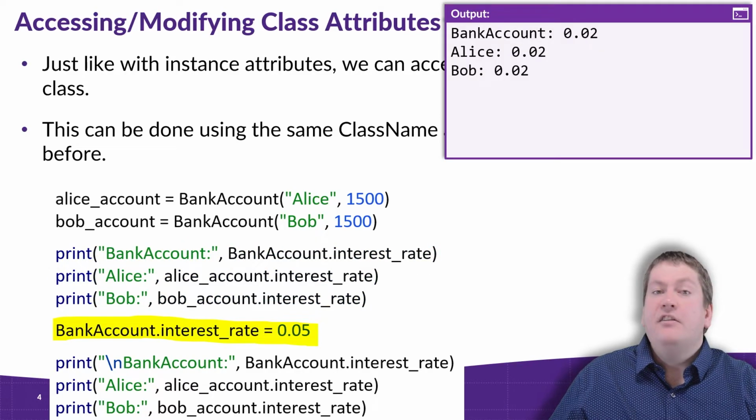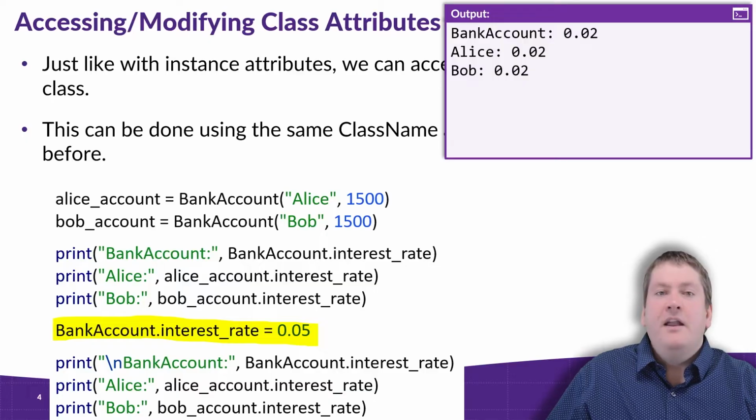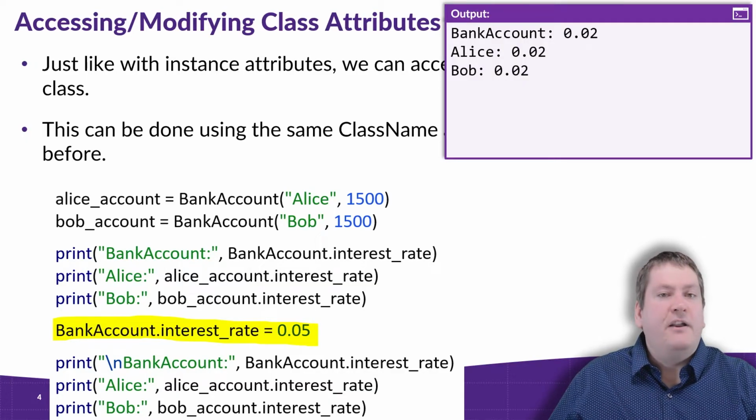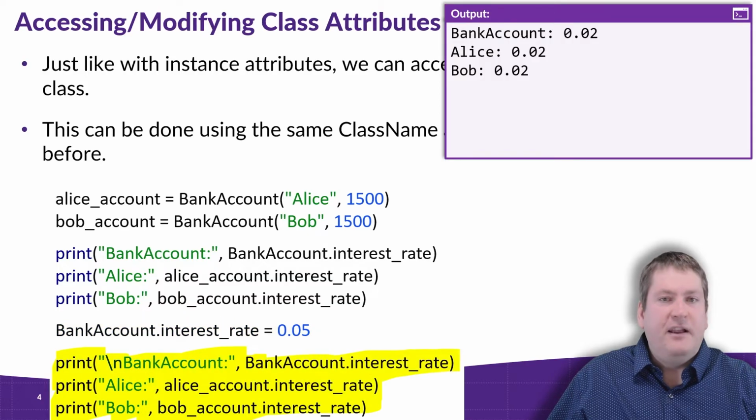Now, the next line is where we update the value of the class attribute. Again, we're using the class name dot class attribute syntax for this. And what this does is it updates the value of the class attribute from 0.02 to 0.05. Now, importantly, because this is a class attribute, this is going to affect all of the instances of this class and not just one instance. And we're going to see that in these lines here.